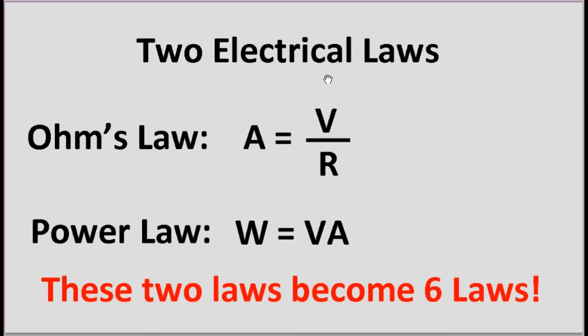So if you really want to understand in depth how these equations work in more than just a superficial way, you really have to study the physics and the electronics of it. There's no free ride. Now, one last thing I'm going to talk about with these two laws is that they really become six laws. If you're familiar with high school algebra, you know you can solve for A, you can solve for V, or you can solve for R. And with the Power Law, you can solve for W, V, or A. So these two laws become six laws as follows.